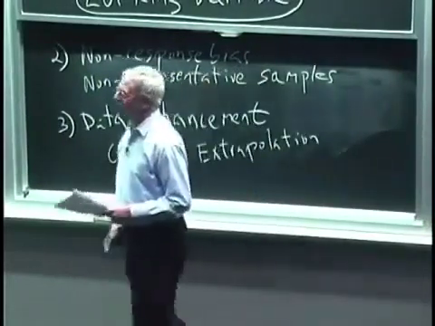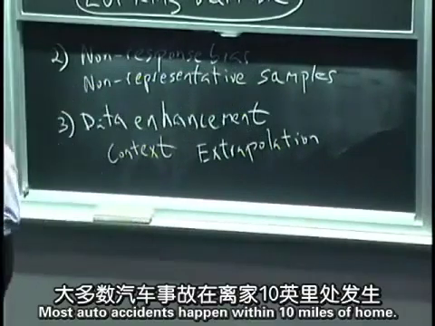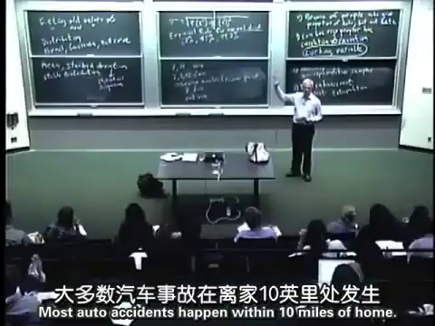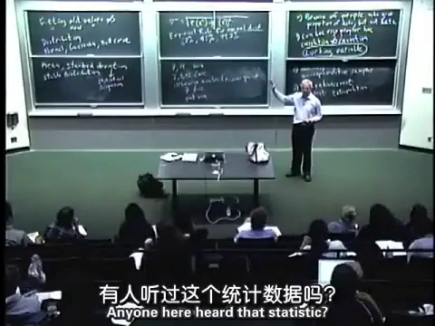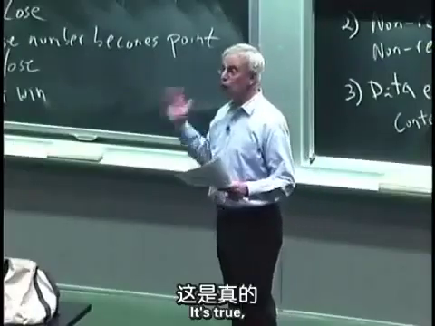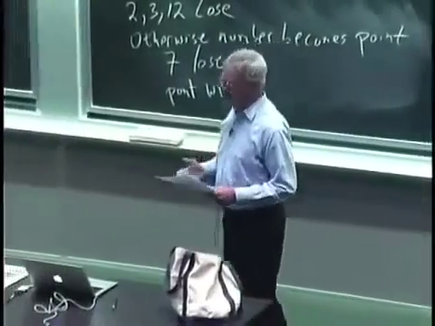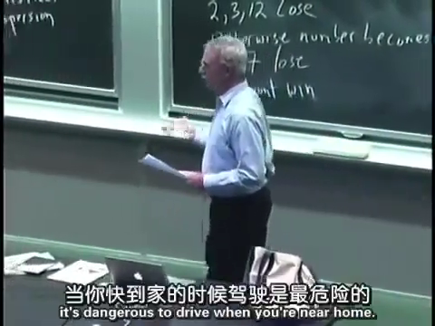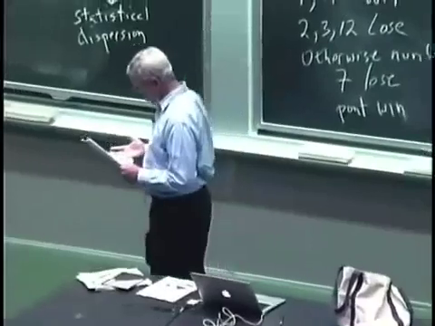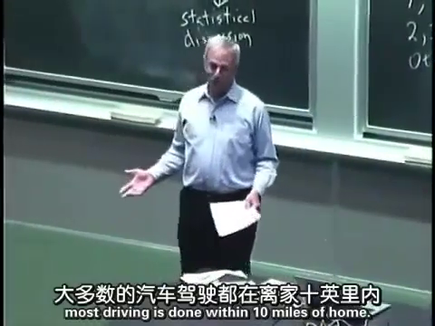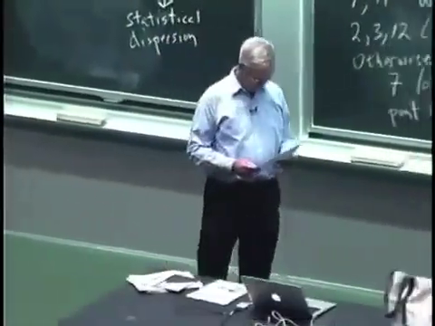So, a commonly quoted statistic: most auto accidents happen within 10 miles of home. Has anyone here heard that statistic? It's true. But what does it mean? Well, people tend to say it means it's dangerous to drive when you're near home. But in fact, most driving is done within 10 miles of home.